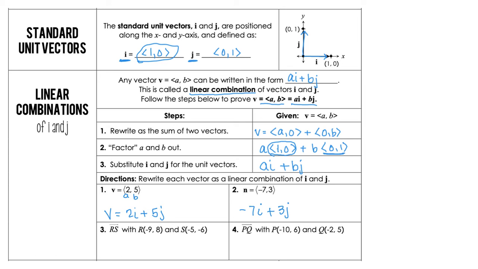Now, number 3, you're not in component form, so first let's get to component form. So negative 5 minus a negative 9 is going to be positive 4. And then negative 6 minus 8 is negative 14. Oops, not parentheses. Goodness. Component form. And now from that, to go to your linear combination is going to be 4i minus 14j.